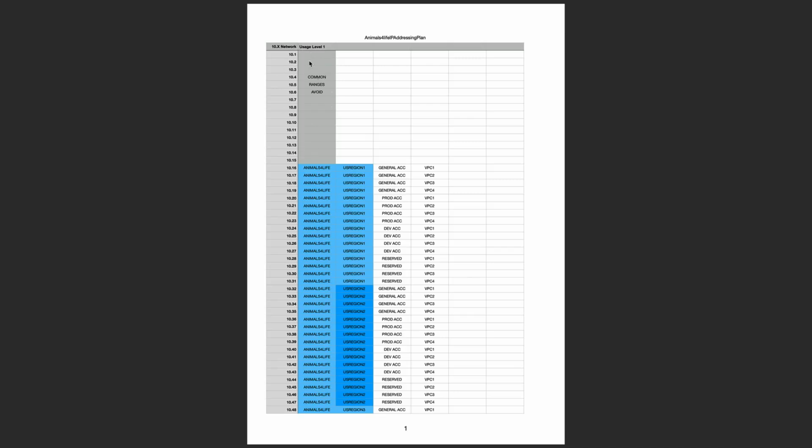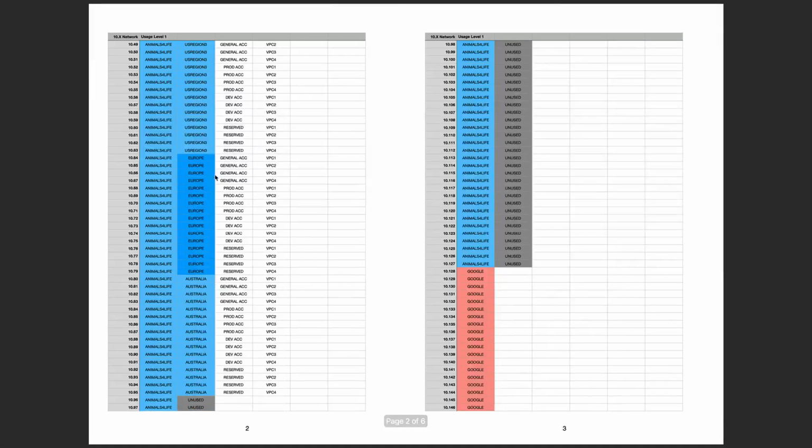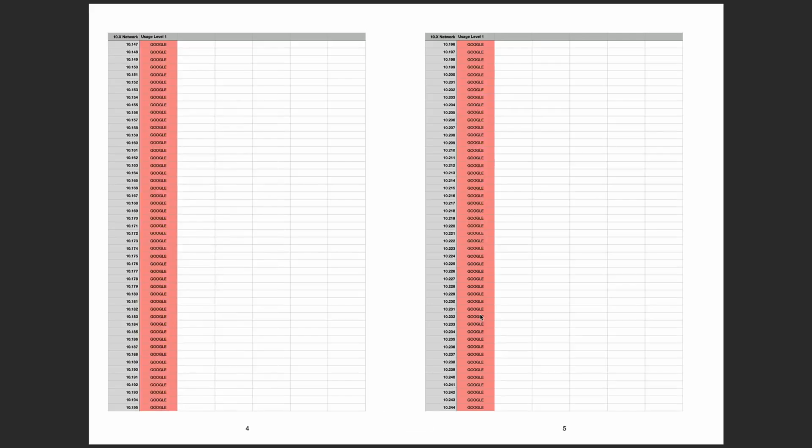So starting at the top here, we've blocked off all of these networks. These are common ranges to avoid. And we're starting at 10.16 for Animals for Life. And then starting at 10.16, I've blocked off 16 /16 networks for each region. So US Region 1, Region 2, Region 3, Europe and Australia. And then we're left with some that are unused and they're reserved. After that, of course, from 10.128 onwards, that's reserved for the Google Cloud usage, which we're uncertain about. So all the way to the end, that's blocked off.